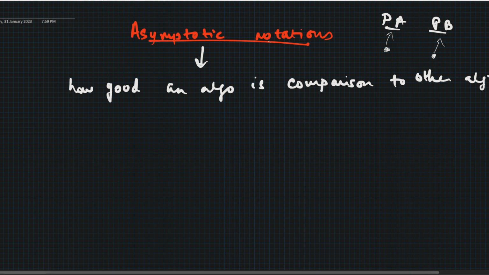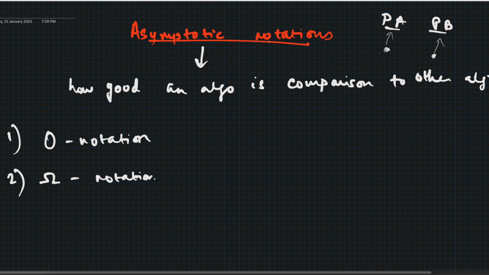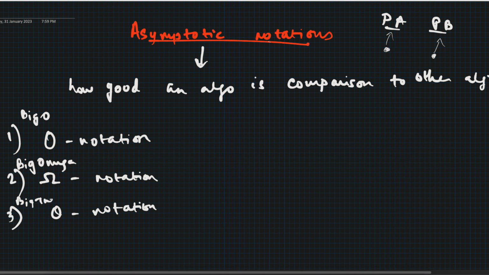What are those notations? The first notation is O notation, big O, written in capital. Then there is another notation called omega notation. This is the symbol for omega. And lastly, we have theta notation. This is big O, this is big omega, and this is big theta. Mainly these are the three notations, and an equivalent of each I'm going to write over here.